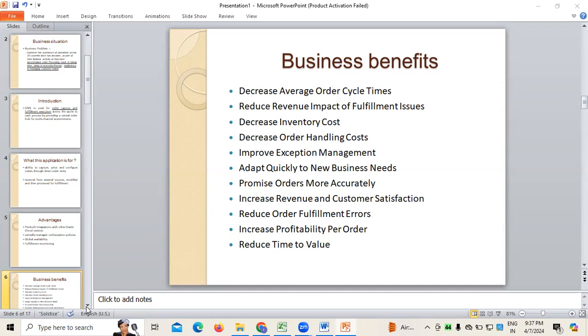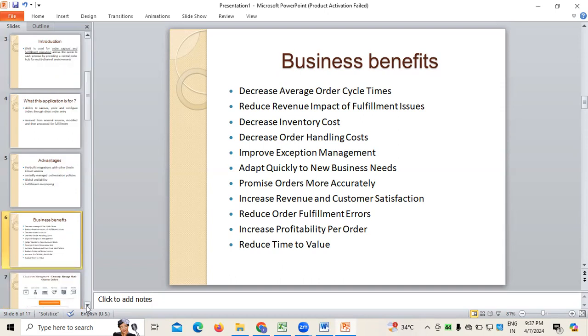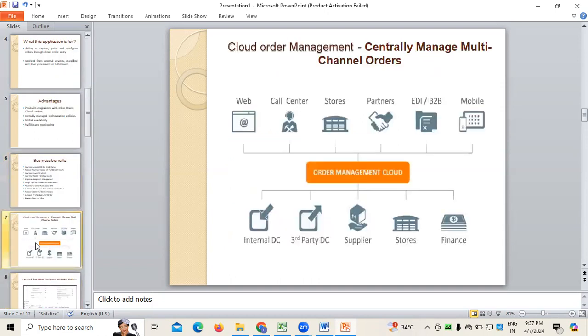So this is where we generally talk about the business benefits. Now, this is where we need to understand cloud order management, from centrally managed multi-channel orders. If you try to understand this process, as we know, this order management application will enable organizations to use their customer orders accurately as well as efficiently.